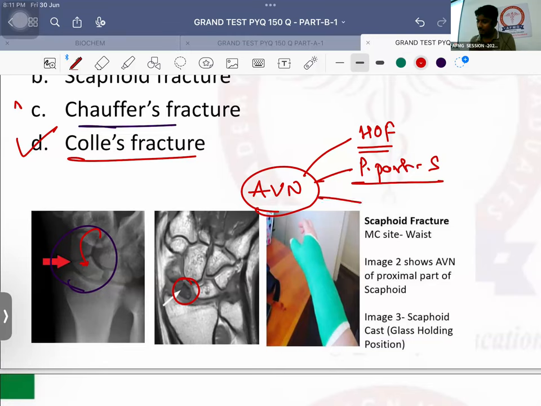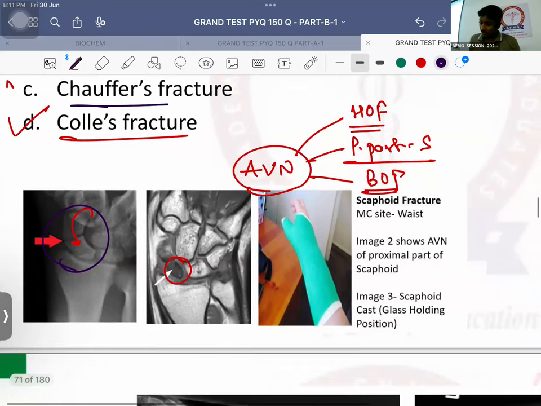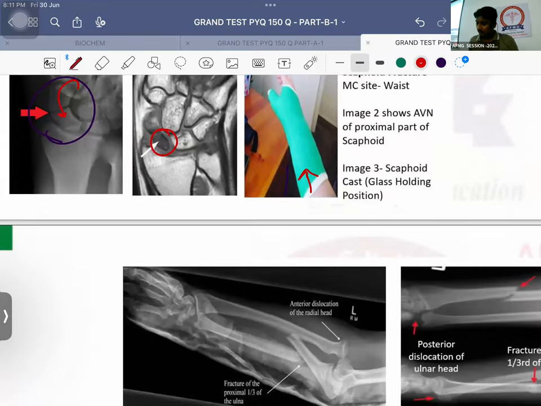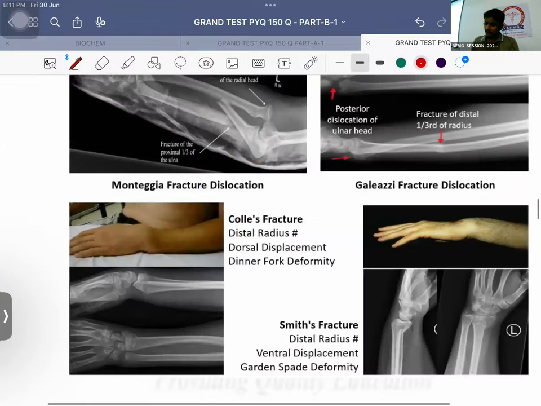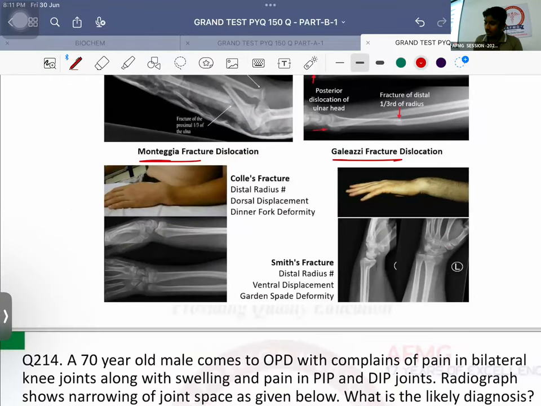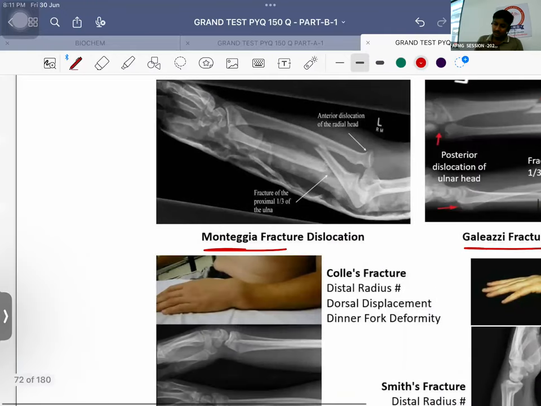And third site is body of talus usually. It is known, and there is a fracture at the neck of the talus known as which fracture? Aviator's fracture. Shabash. Ye image aa chuki exam mein. What is this type of a cast called? Glass holding cast. So glass holding cast is used for which fractures? Scaphoid fracture. Now, these are nothing but Monteggia fracture and Galeazzi fracture dislocation. You will find it in snaps itself. Okay? Mnemonic, jaldi se bata do koi.